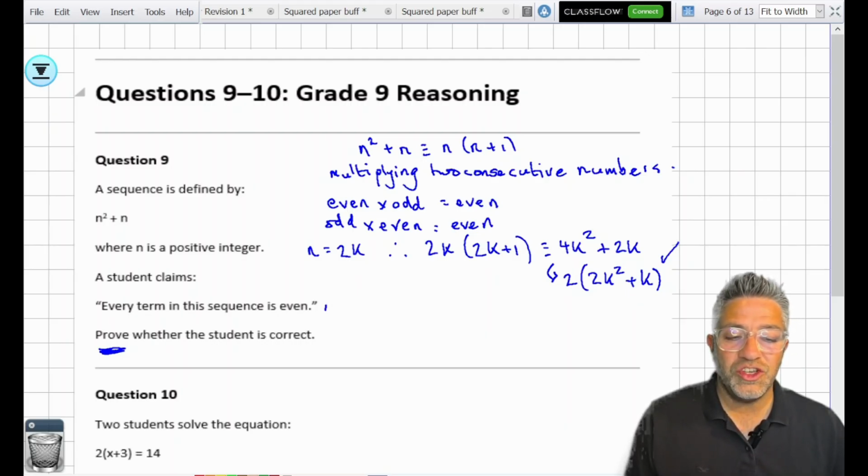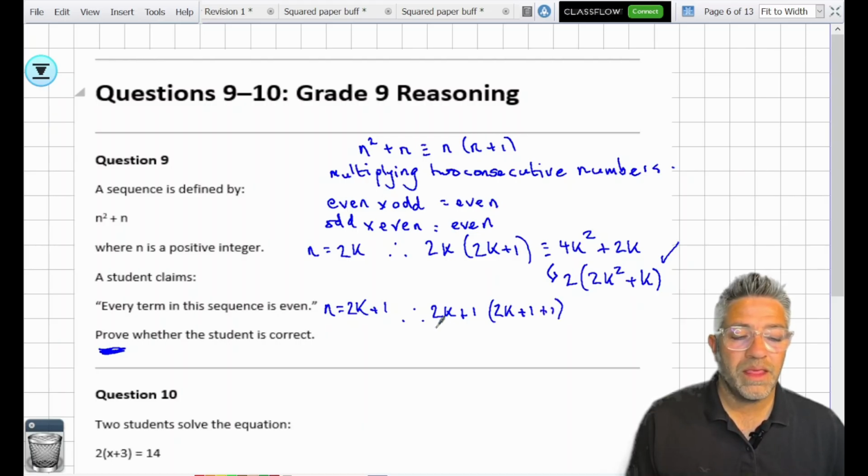So let's just assume that n is an odd number. In other words, we're going to do an odd times an even. So this time we're going to say n equals 2k plus 1. And again, I'm going to substitute into my initial expression. So this time I'll have 2k plus 1, open bracket, 2k plus 1, and I've still got the plus 1 on the end.